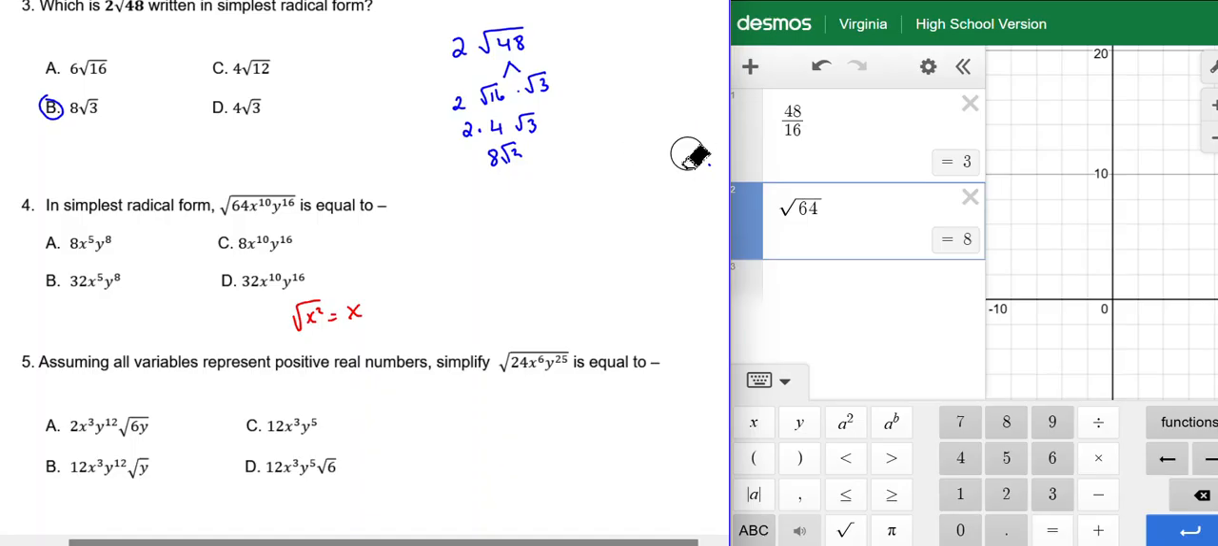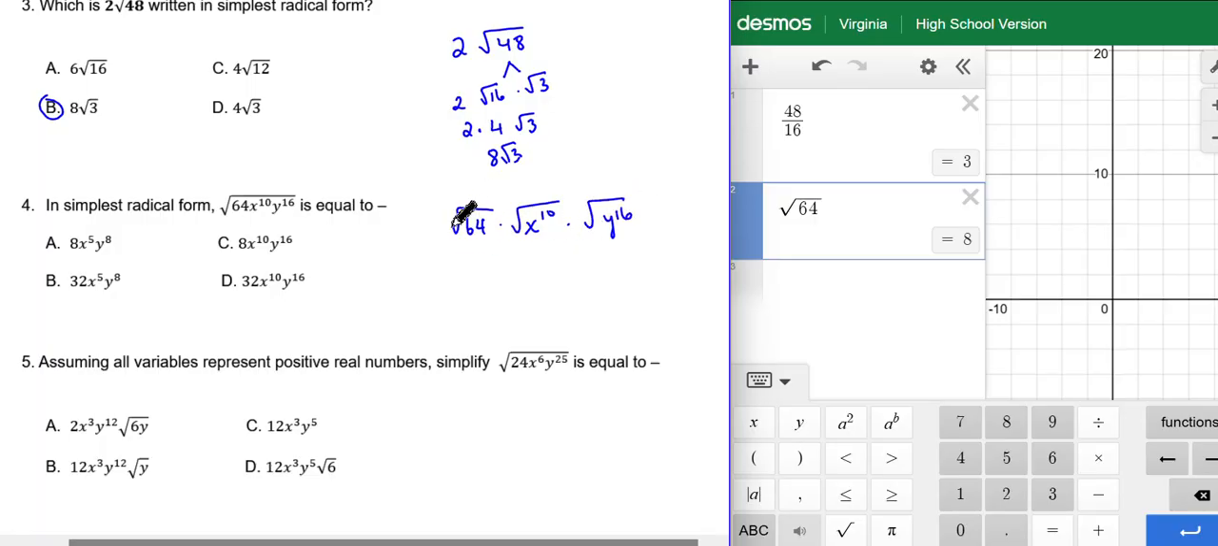Now, sorry if we wrote all this out. I don't really need all that. Let me show you a much easier way to do this. Okay, so I'm still going to break it down like I did. So square root of 64, my bad, square root of x to the 10th power, then you have square root of y to the 16.